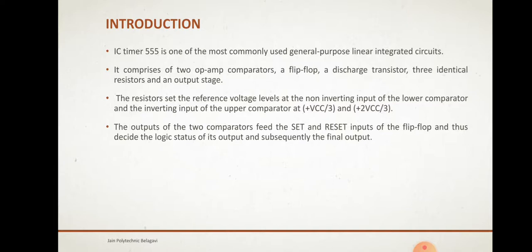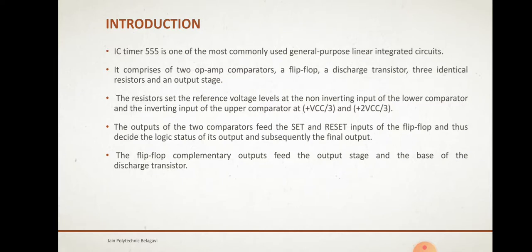The flip flop's complementary output feeds the output stage and the base of the discharge transistor. This ensures that when the output is high, the discharge transistor is off, and when the output is low, the discharge transistor is on.